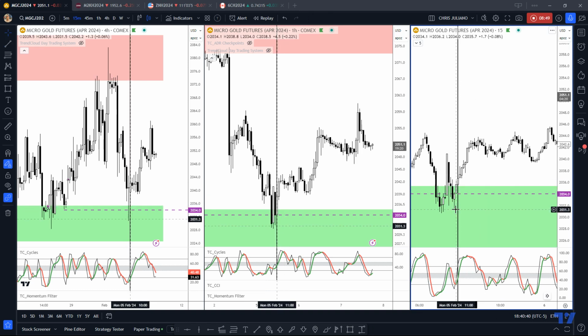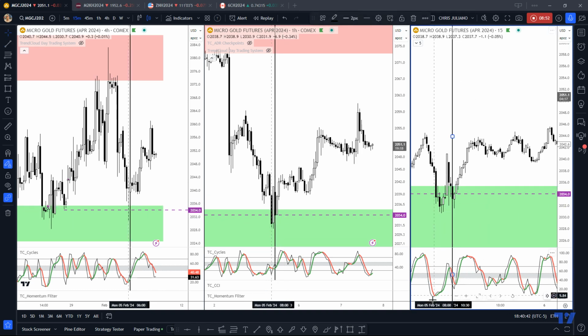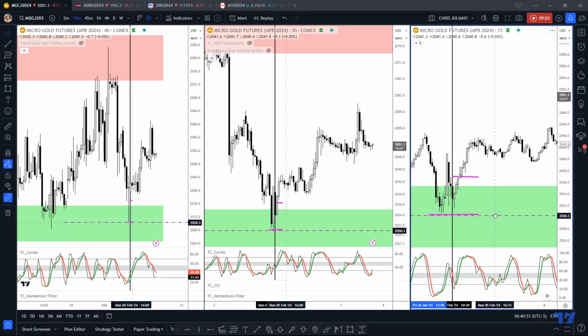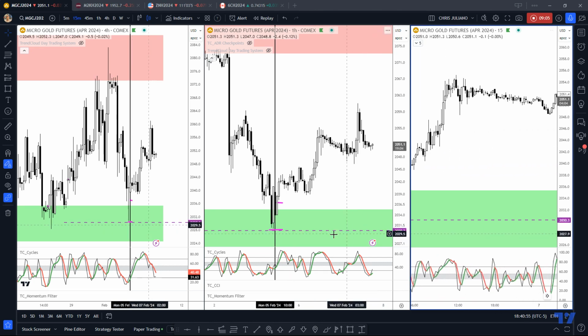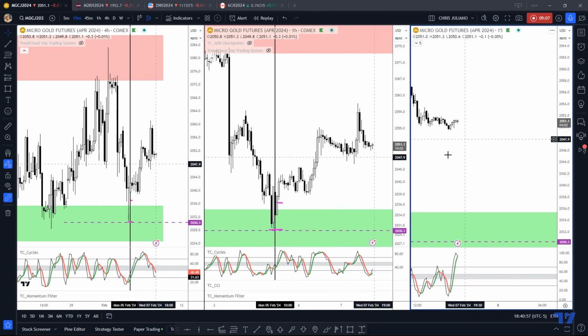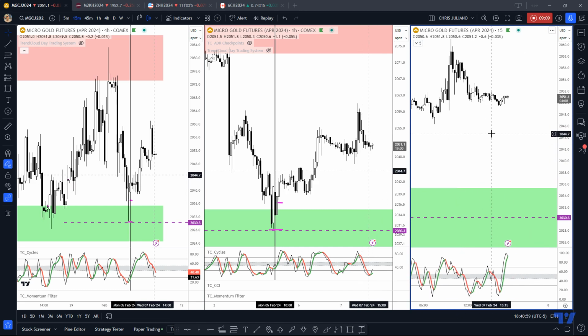Right. Let's see. Where is it? You would put it right at the wick. So right there. Right there. There's your stop loss, right? Winner.